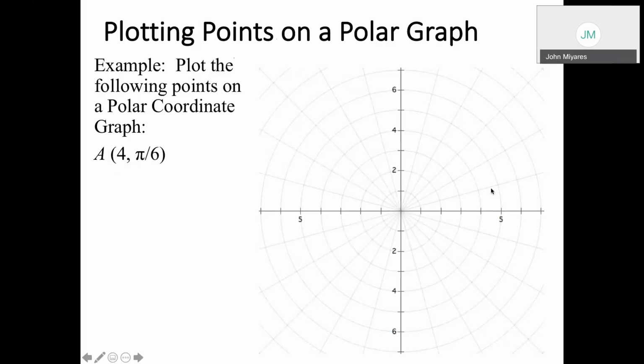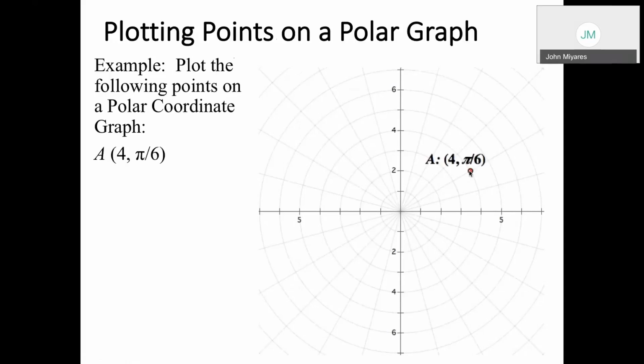As I noted earlier, each of these angles, or azimuths, angle bearings, are going to be 15 degrees or pi over 12 radians apart from each other. So pi over 6 is going to be the second azimuth above what used to be the positive x-axis. With r equals 4, we're going to go out to the fourth concentric circle here, 1, 2, 3, 4, and that is going to get us this point right here.